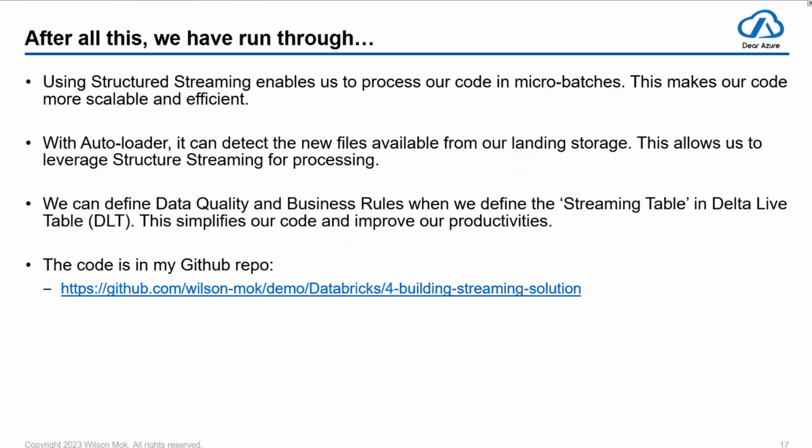So, a quick summary here. Today we learned that using structured streaming enables us to process our code in smaller batches, or what we call micro batches. This makes our code more scalable and more efficient, as we don't want a cluster to grow bigger and bigger in order to compensate for the data that's coming in.